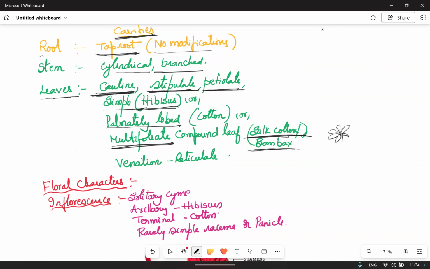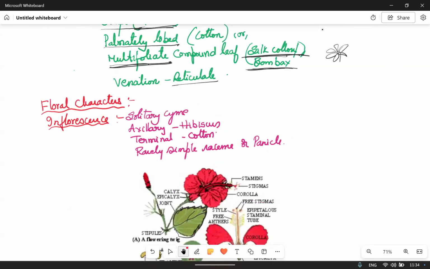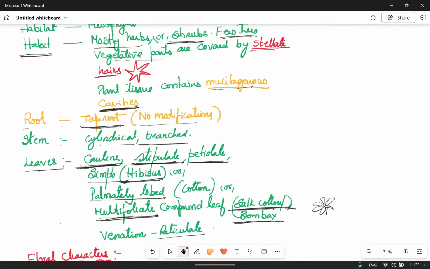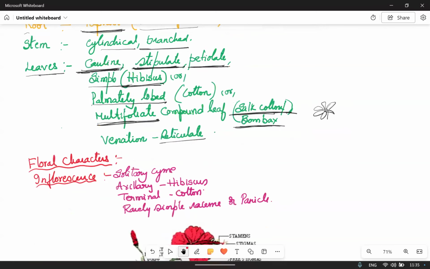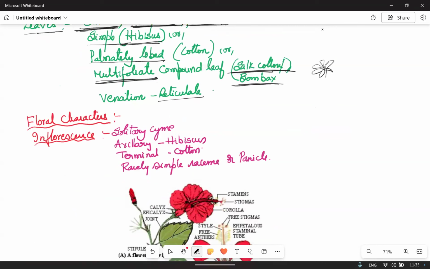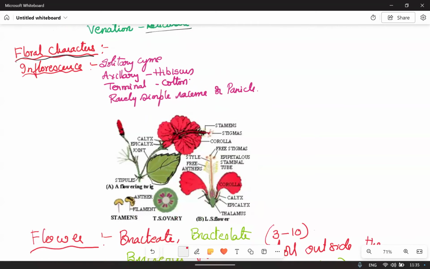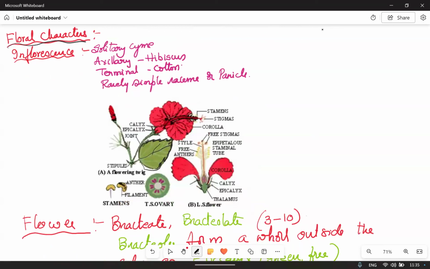As a dicot, it has reticulate venation. So in vegetative characters, you should remember stellate hairs, mucilaginous cavities, and multifoliate compound leaf also, silk cotton. Example you should remember. So, floral characters. Inflorescence. What type of inflorescence is this? Cymose inflorescence, solitary cyme. When you see this hibiscus flower, from where is it arising? From the axil of the leaf. So axillary solitary cyme in the case of hibiscus.